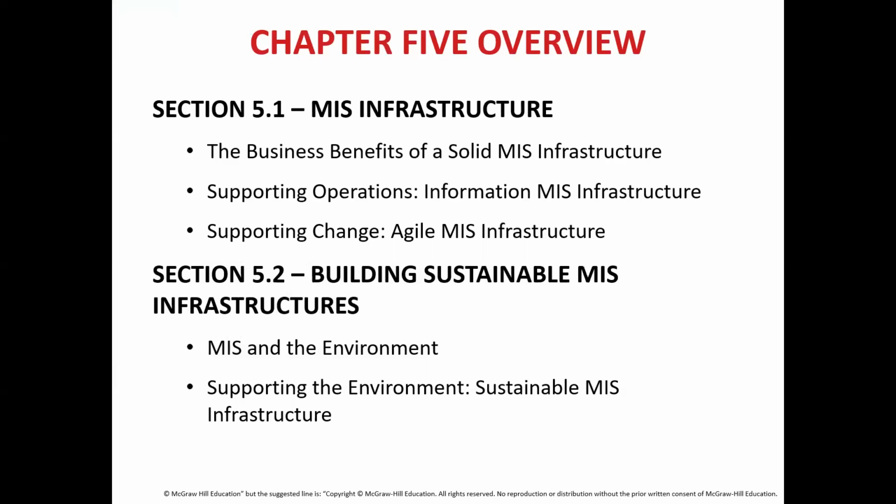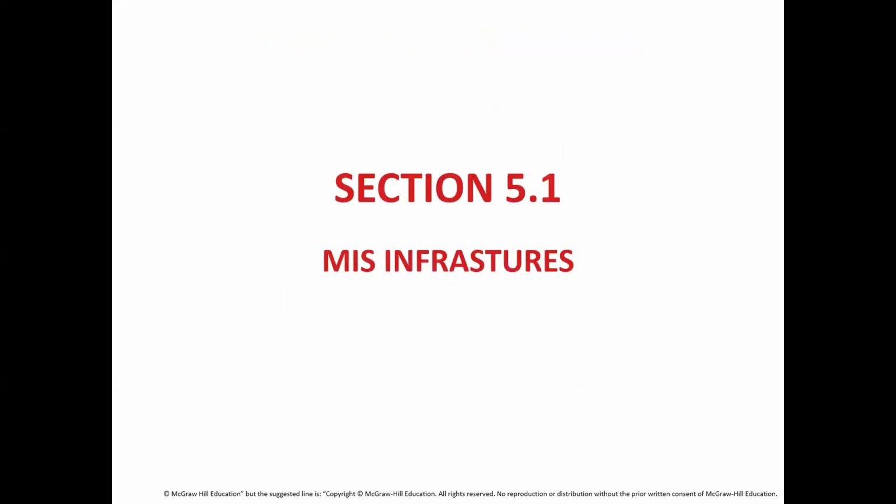MIS infrastructure is section 5.1, and in it we shall be looking at the business benefits of a solid management information system infrastructure. Moreover, we'll look at supporting operations, information MIS infrastructure, supporting change, agile management information system infrastructure. In section 5.2, we shall be looking at building sustainable MIS infrastructures, and in it, we shall be looking at MIS and the environment, supporting the environment, sustainable MIS infrastructure.